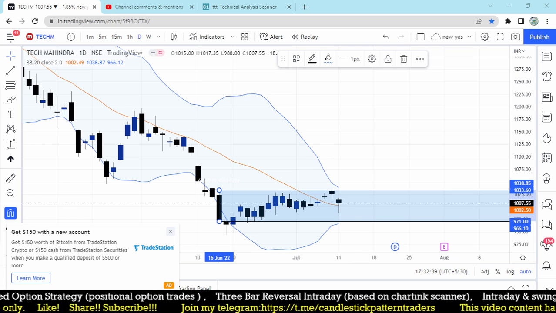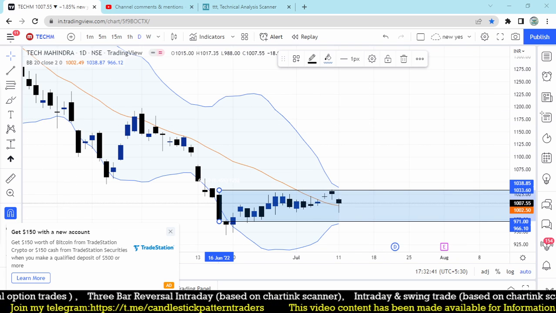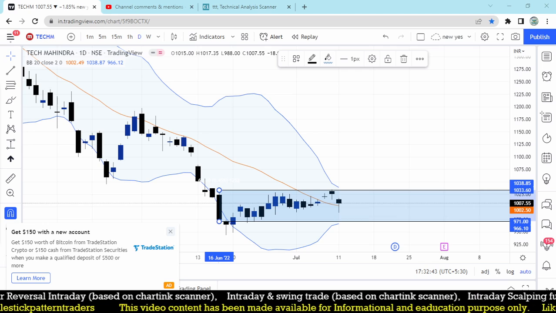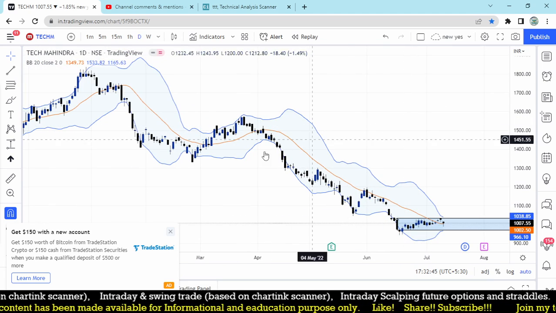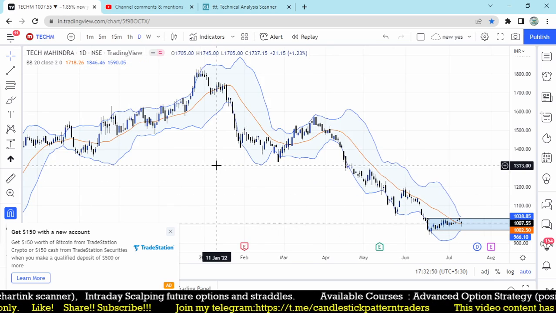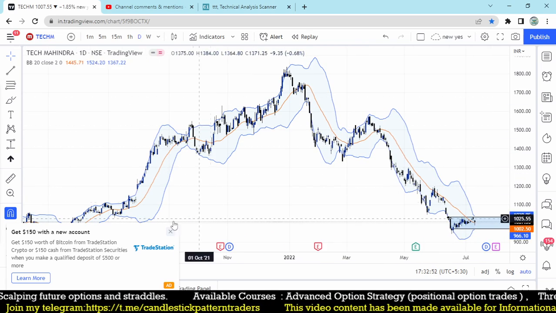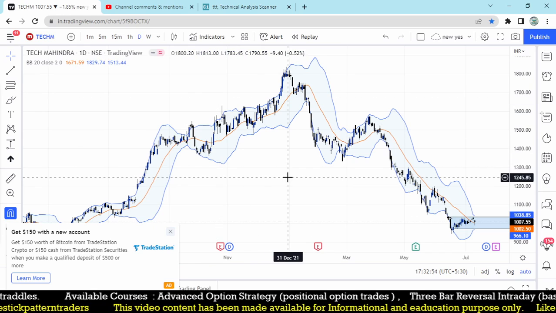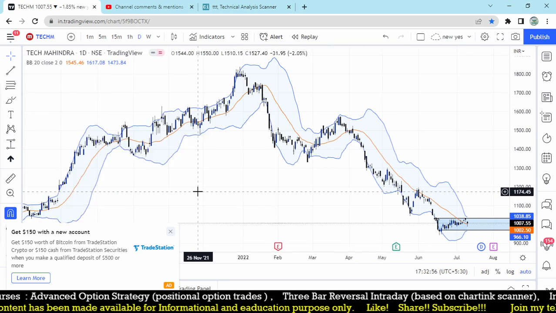So those are the only conditions using the Bollinger Band. By next video I will tell you how to use a Bollinger Band channel. That is, breakout and breakdown stocks by using the Bollinger Band narrowing to each other. That time we can see a breakout kind of trade.